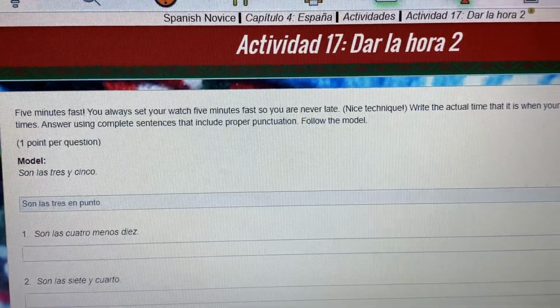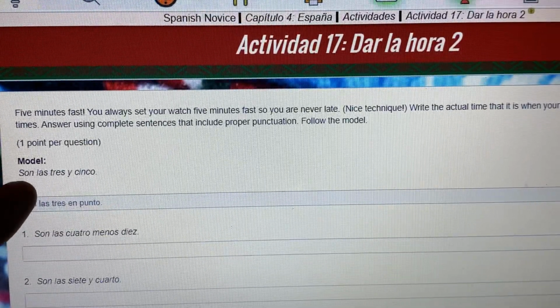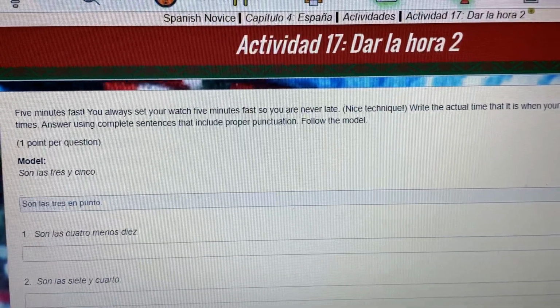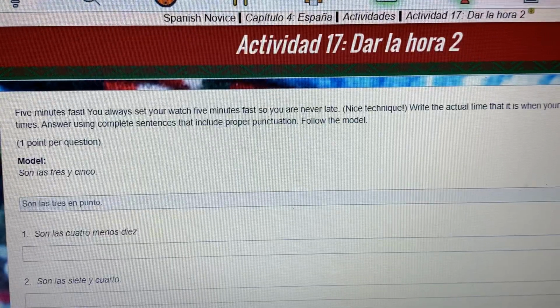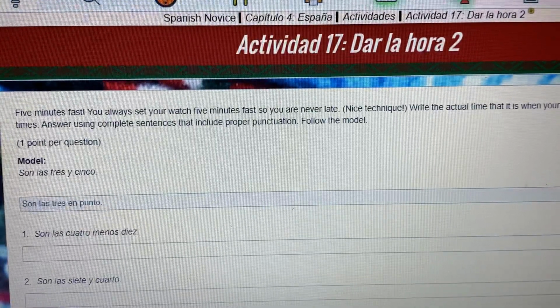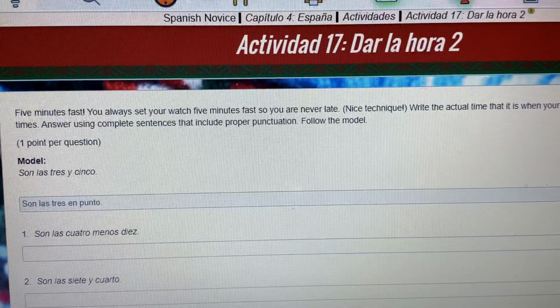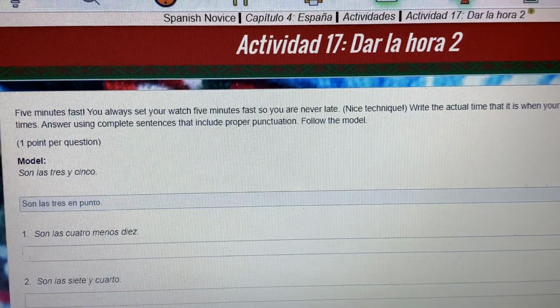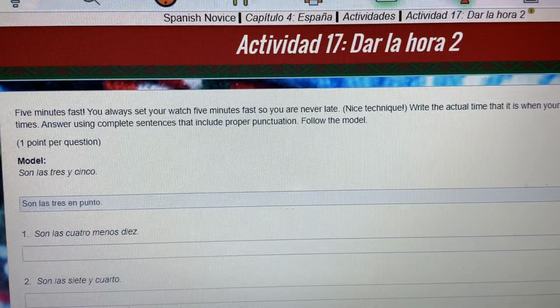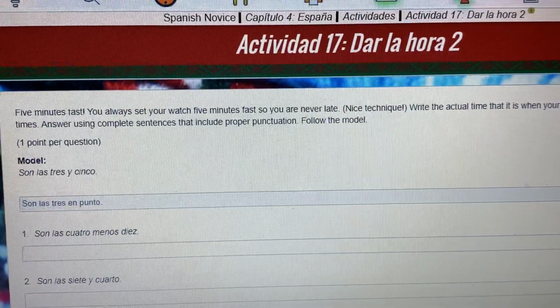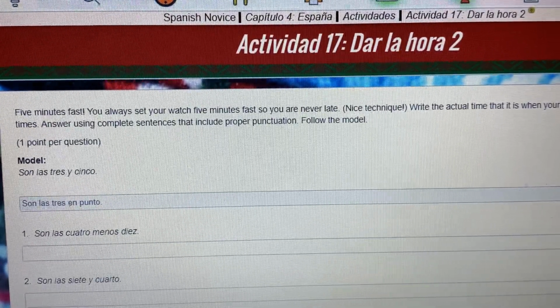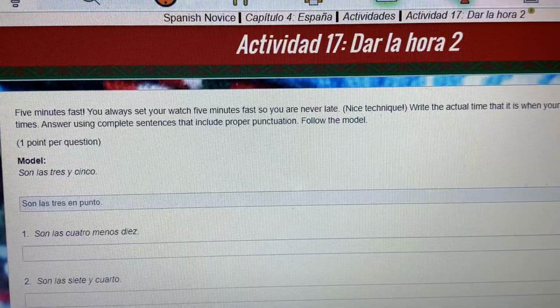For example, in the first one, it says son las 3:05. So it's saying it's 3:05. We would subtract 5 minutes from that. The answer should be it's 3 o'clock on the dot. So the answer is son las 3:00.